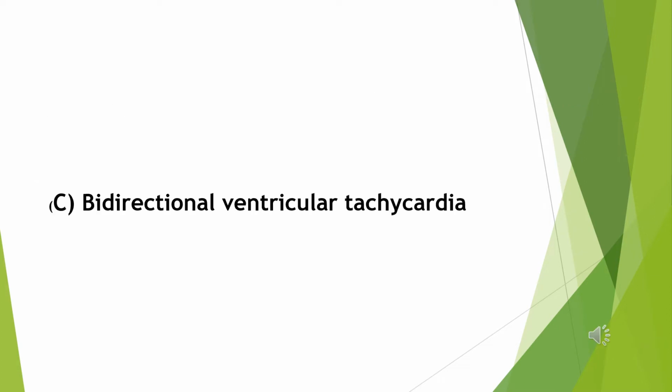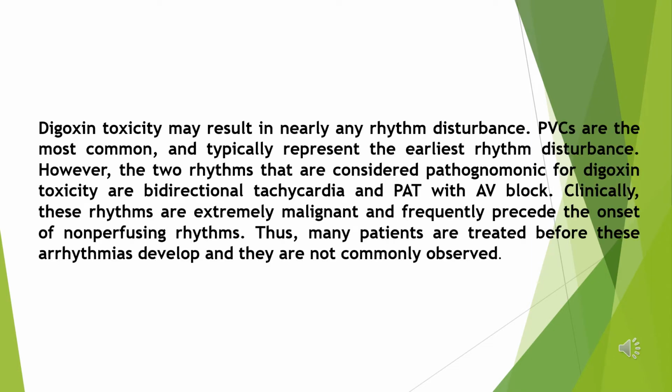Bidirectional ventricular tachycardia. Digoxin toxicity may result in nearly any rhythm disturbance. PVCs are the most common and typically represent the earliest rhythm disturbance. However, the two rhythms that are considered pathognomonic for digoxin toxicity are bidirectional tachycardia and PAT with AV block.